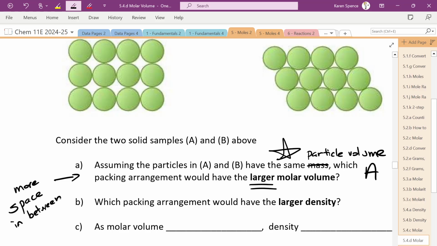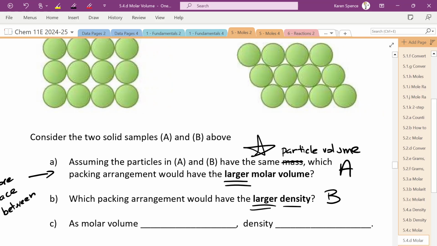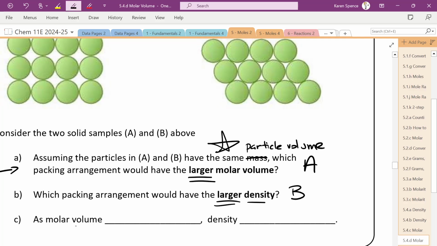Which packing arrangement would have a greater density? B, because there's less spaces in between. So basically, as molar volume increases, the density decreases.